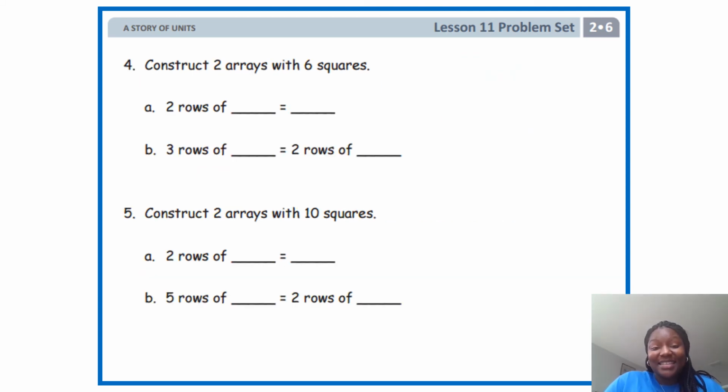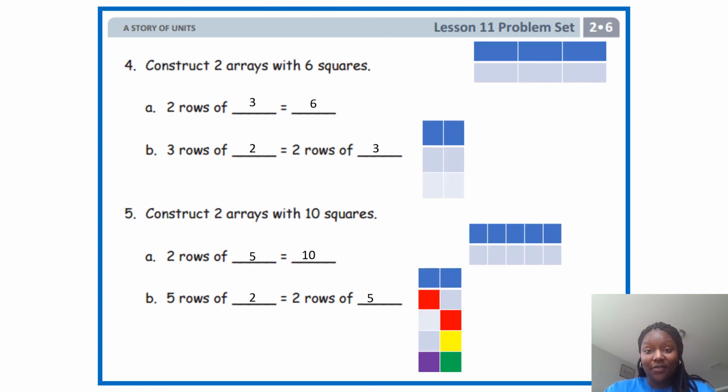Last but not least, number 4 and 5. Number 4 says construct 2 arrays with 6 squares. And number 5 says construct 2 arrays with 10 squares. Remember to pause, answer the questions, and come back to check your answers.